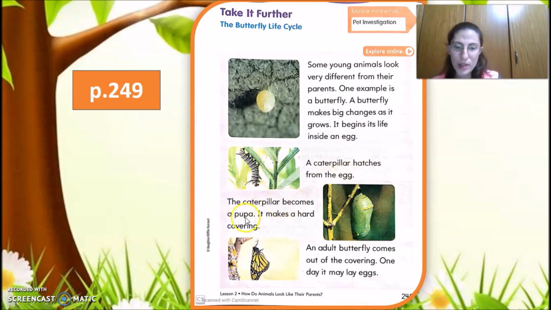The caterpillar becomes a pupa. It makes a hard covering. So what happens is that this caterpillar, after it eats a lot, goes to sleep and makes a hard covering around itself, okay, called a cocoon, and it changes into a pupa. So this stage, it becomes a pupa. An adult butterfly comes out of the covering. One day it may lay eggs. So after a long time passes, from this pupa, the butterfly will come out. Okay, a butterfly will come out from this pupa.